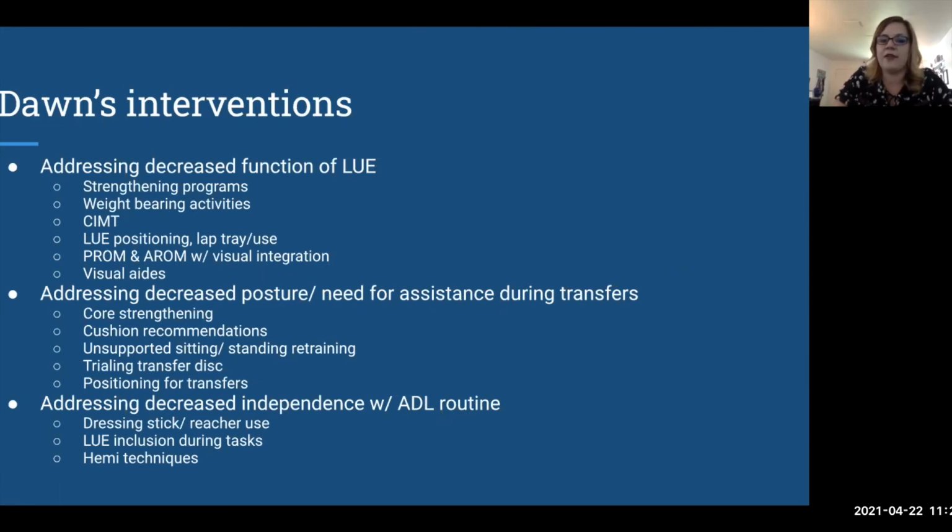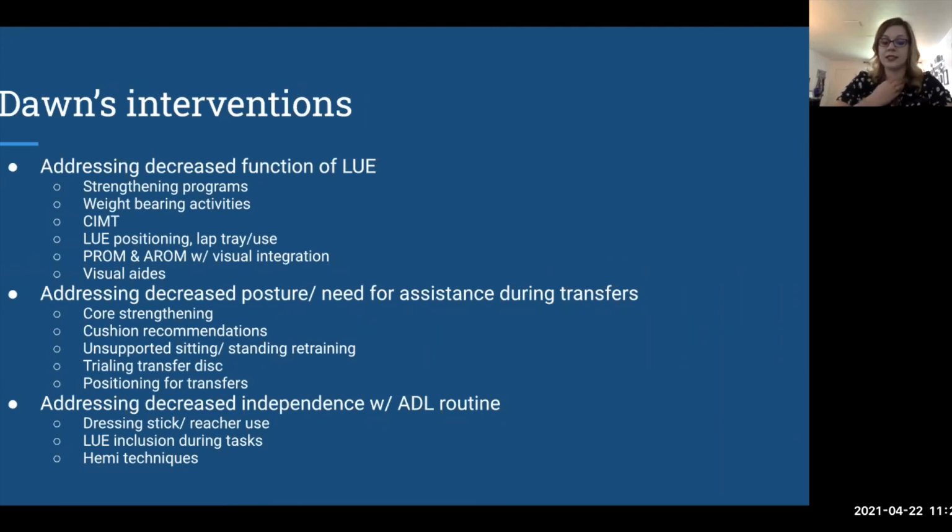Some interventions I have provided Dawn to address that residual weakness have been strengthening programs, weight-bearing activities, which is pushing weight through the affected limb. We've also done constraint-induced movement therapy, which entails removing the non-affected arm and forcing Dawn in a way to use her affected side. We've done a lot with her left arm positioning, as well as provided her with a lap tray. She was suffering a lot of skin tears to the affected arm, so now she uses a lap tray to keep it elevated. We've done passive range of motion, active range of motion with visual integration, as well as I've provided Dawn with visual aids.